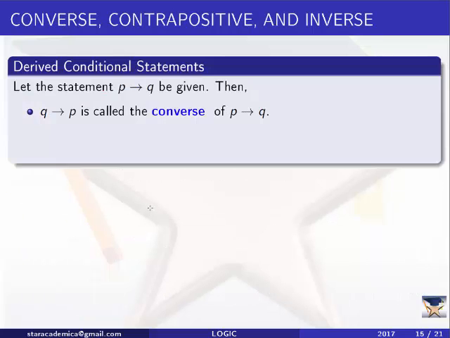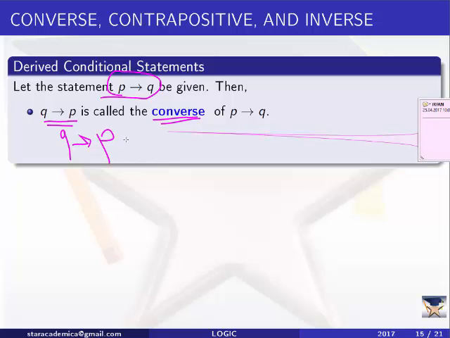Okay, now we have a definition, which is about the converse of the conditional statement. If you are given P implies Q, then Q implies P is called the converse. We switch the places of Q and P. So this is a different thing really.